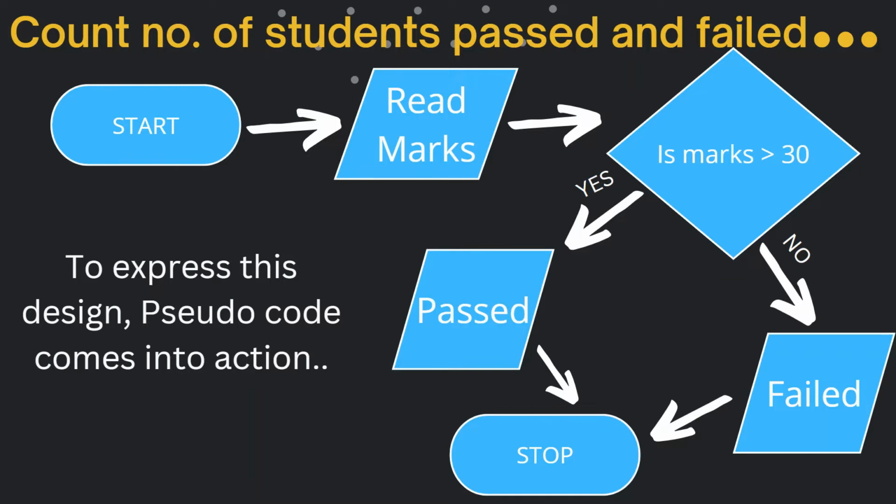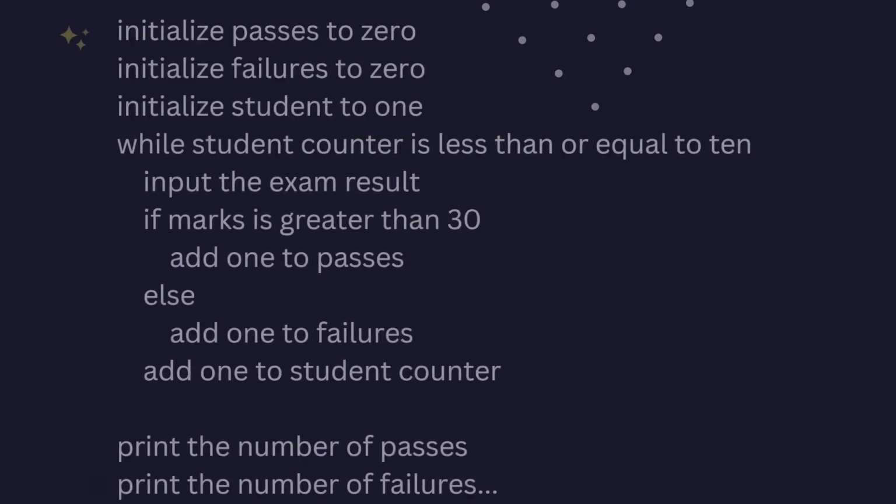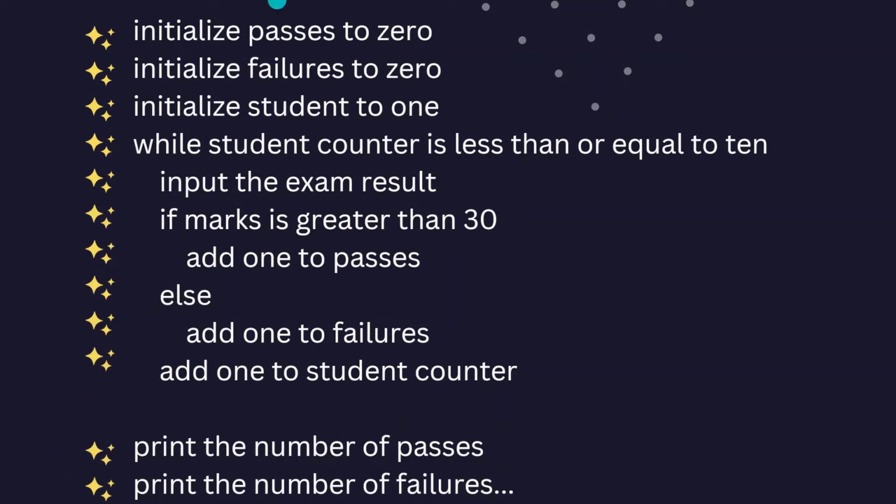Now let's see what the pseudocode of this program is. First we initialize the number of passes to 0. Then we initialize the number of failures to 0. Then we initialize the number of students to 1. Please keep in mind, we can't initialize students to 0. When an exam is not happening, then we can initialize passes and failures to 0. But when we are initializing a student, then it can't be a 0.